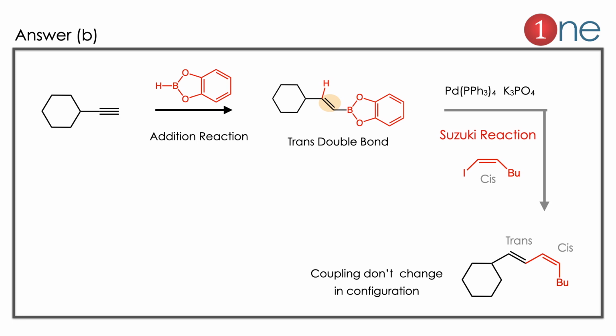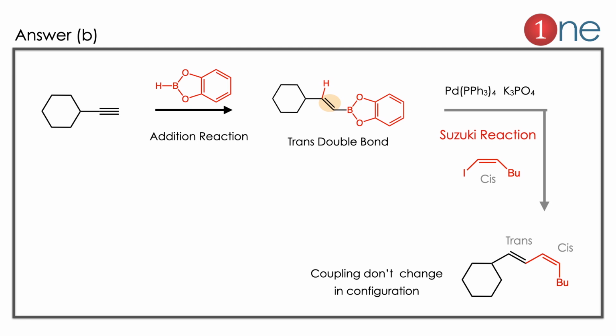Here the first step everybody knows is a Suzuki reaction. Since the boron and palladium catalyst is used, the first step is boron addition. The boron addition always forms a trans double bond because of its nature. So a trans double bond is formed. This is the important stereoselectivity here. So only the trans double bond forms.